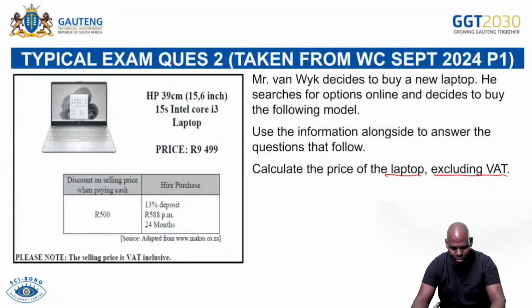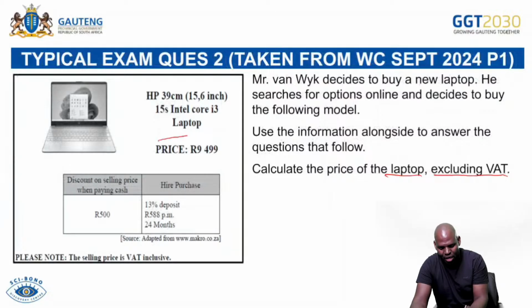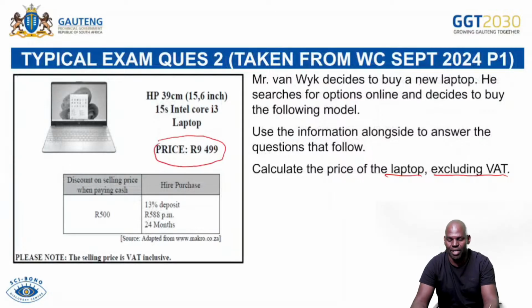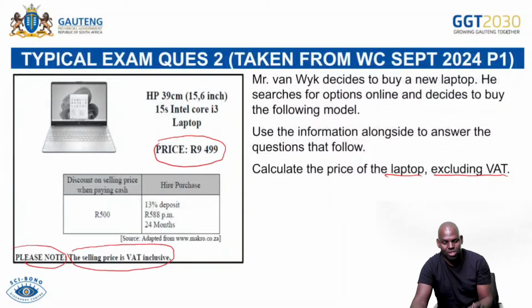Now we have to check the information that is given here. The price is 9,499. But it's very important that whenever you are given information, you read everything that is indicated there, especially in some cases where you are given hidden information or the information is in small print. Like in this case, they say, please note, the selling price is VAT inclusive. VAT inclusive simply means it's including VAT. So this price is including VAT.